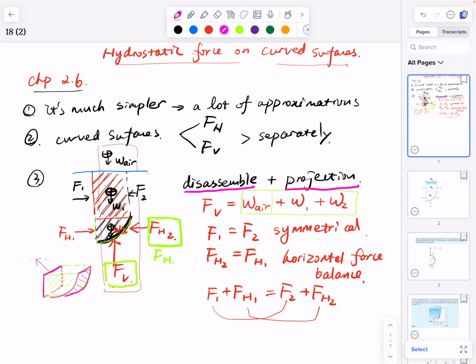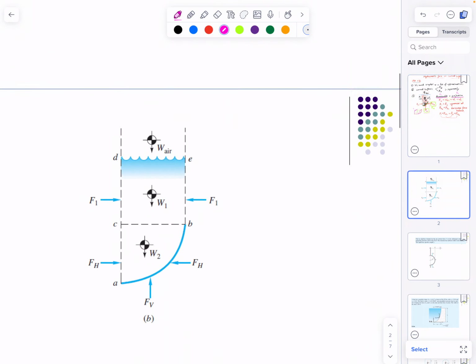So disassemble is you figure out what is the force vertically. This is mainly for F_V, and projection is mainly for F_H. You convert an irregular or curved, very difficult to calculate surface to a regular board that you already know how to calculate, a board for which you already know how to calculate the Y_CG and H_CG. I guess it's a little bit tricky to understand, so let's take a look at some problems I prepared.